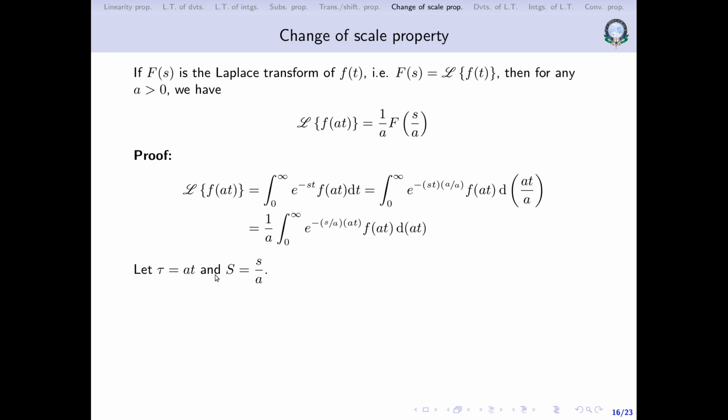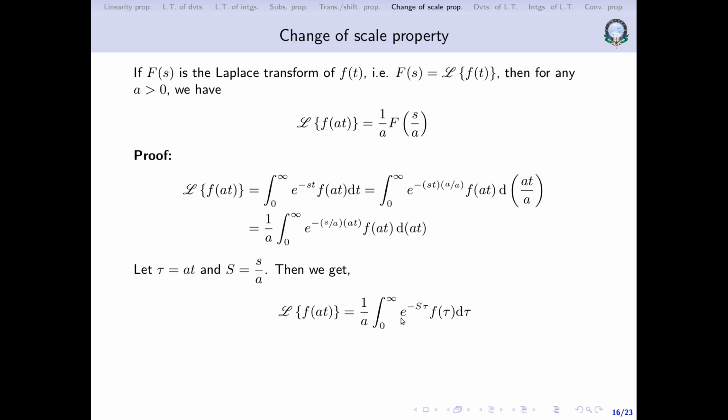Make some substitution here. We call this product at as tau, and this quantity s by a we call capital S. Substitute this back over here. In this equation we have the Laplace transform of f of at is equal to 1 by a integration from 0 to infinity e to the power minus capital S tau f of tau d tau.